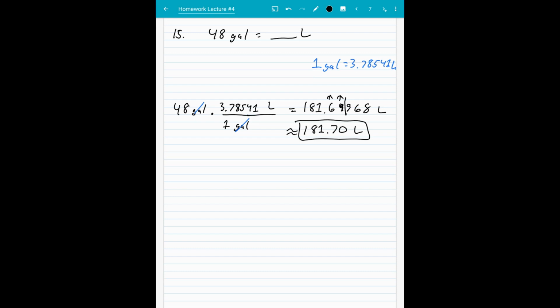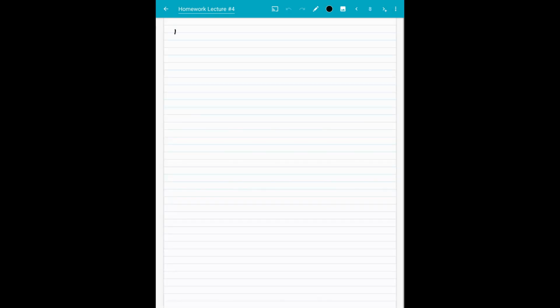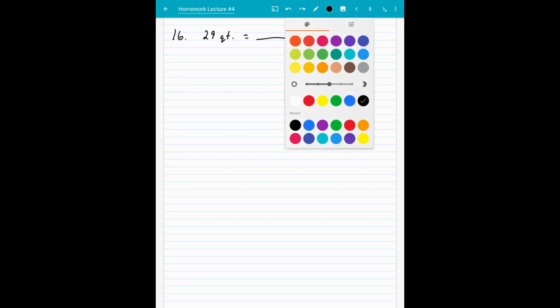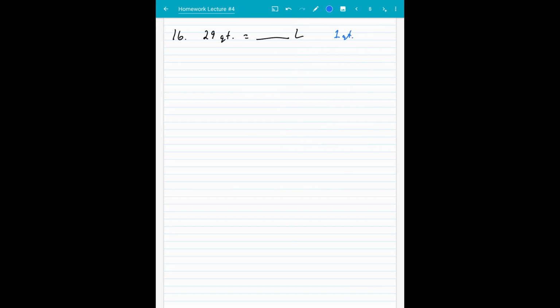All right, so let's try another problem like that. I'm going to show you all another little trick when it comes to conversions. For number 16, it wants us to convert 29 quarts to liters. If we go on the conversion chart, since again I'm going from imperial to metric, we look for the imperial to metric conversion. It says for every 1 quart there is, I'm going to write this down a little lower because it's a big number. So for every 1 quart, there is 0.9463353 liters.